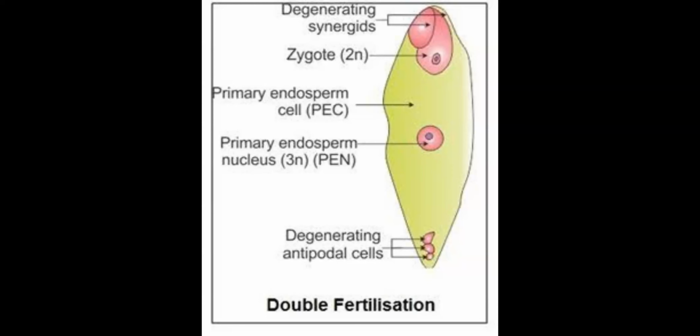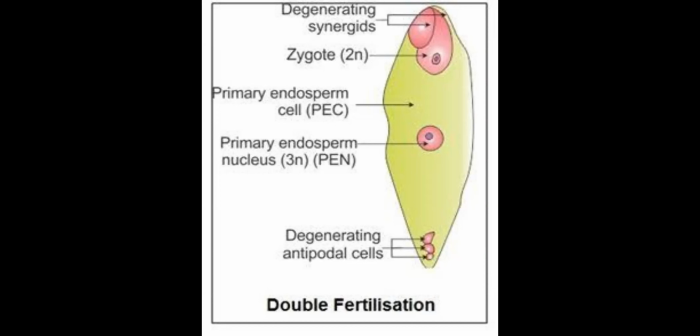Which cell is a product of syngamy? Zygote. Correct, Heli and Kia. What is the future of this zygote? It has to develop into what? Kia. Perfect. Embryo, Muhammad Waris. Correct. Embryo, it is supposed to develop into an embryo.